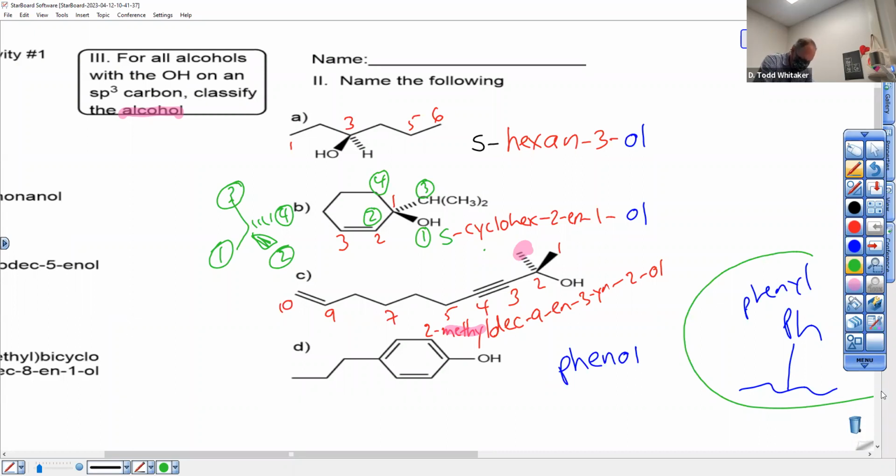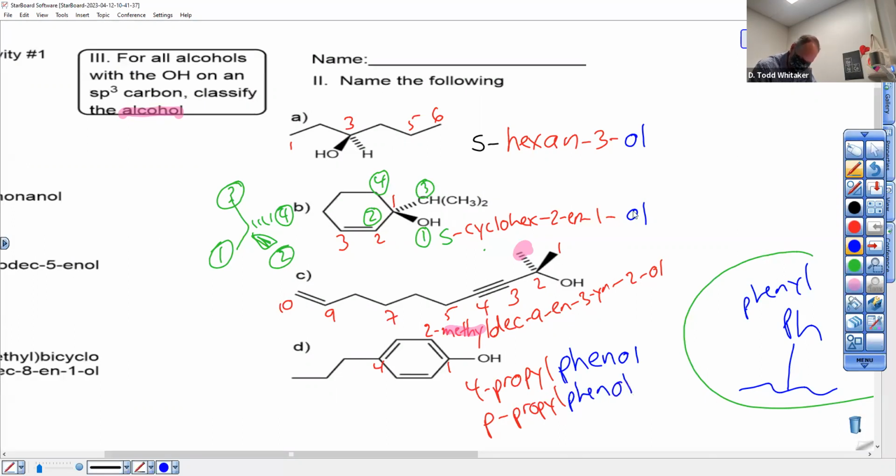So phenol has a group on position 4. 4 is propyl. And some of you know this already. You can replace that 4 with a P. What does the P stand for? Oops, that's supposed to be phenol. What's that little P? Para.